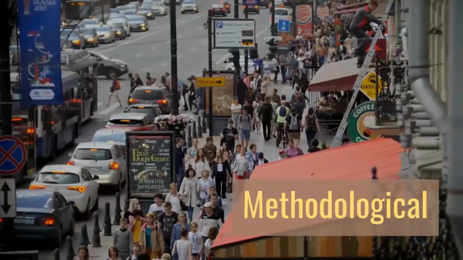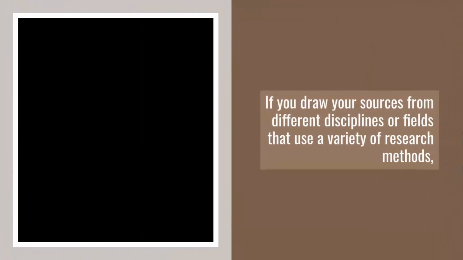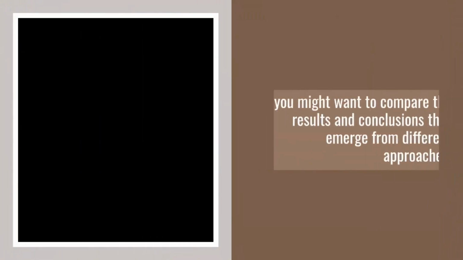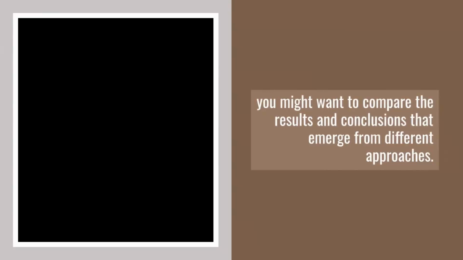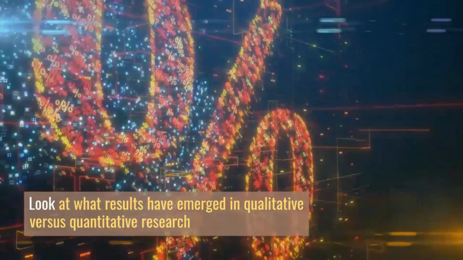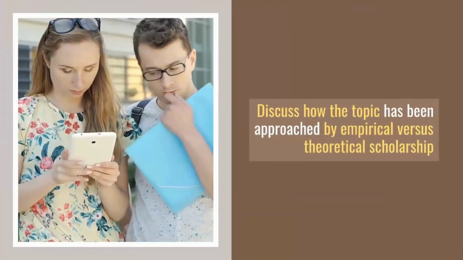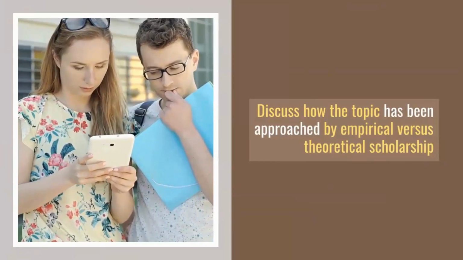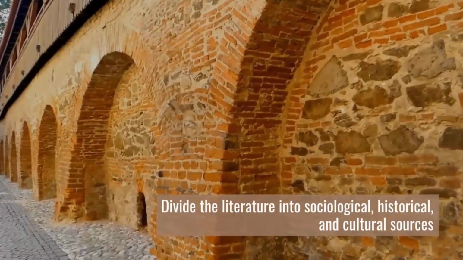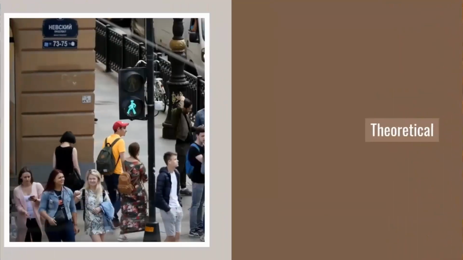Methodological. If you draw your sources from different disciplines or fields that use a variety of research methods, you might want to compare the results and conclusions that emerge from different approaches. For example, look at what results have emerged in qualitative versus quantitative research. Discuss how the topic has been approached by empirical versus theoretical scholarship. Divide the literature into sociological, historical, and cultural sources.